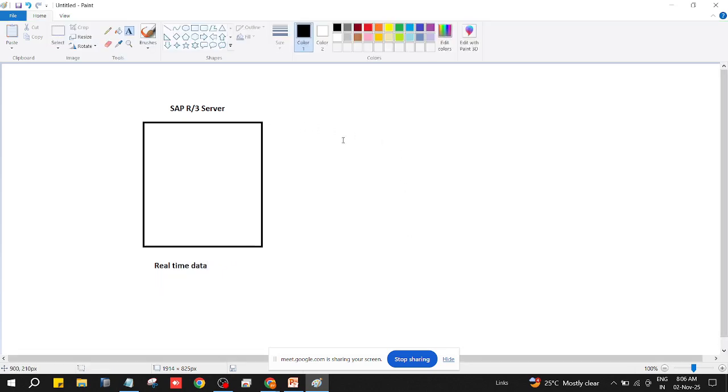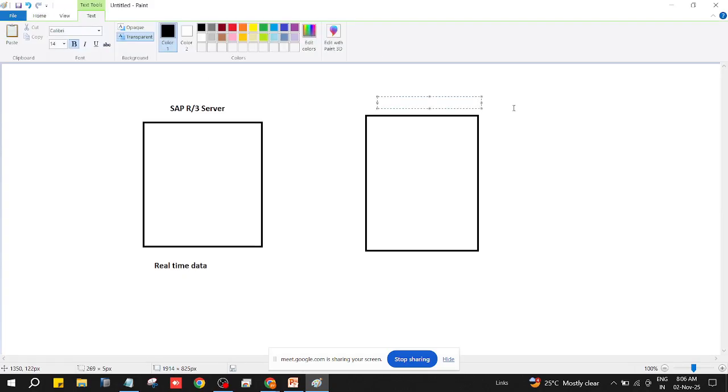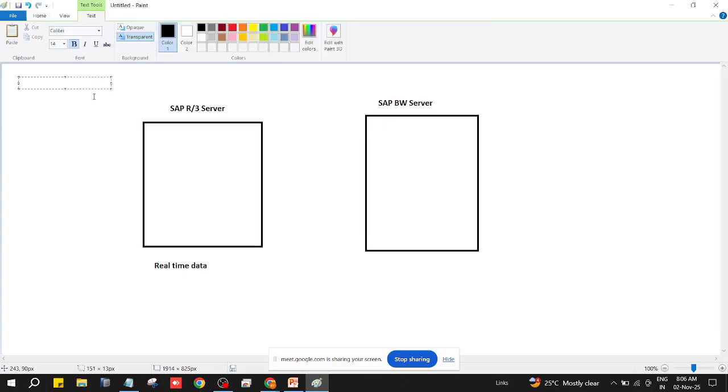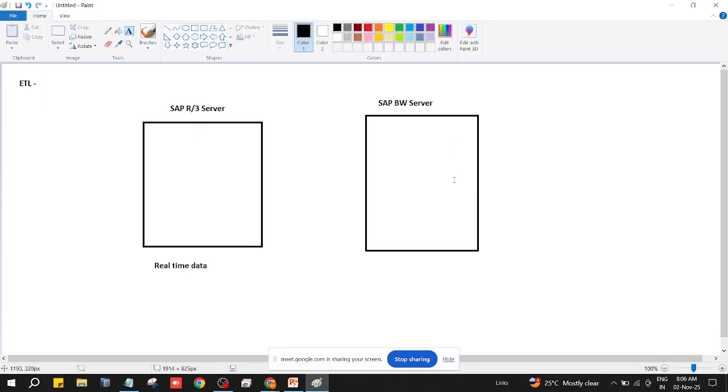But the extension to SAP R3 is BW/BI. This is your BW server, SAP BW or BAW server. Here I'm talking about the old architecture only. So what happens? There is a concept called ETL. ETL is nothing but extraction, transformation, and load. A lot of ETL tools are there in the market, and this also acts like an ETL.